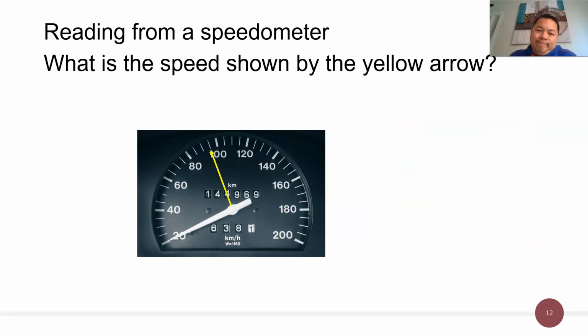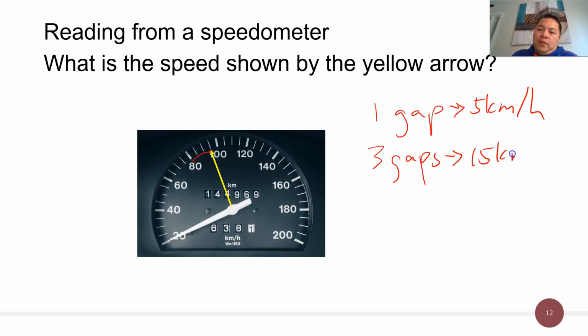What about next one? Okay, since we know that one gap is actually 5 kilometers per hour, there are 3 gaps from here to here. So it's 15 kilometers per hour. So 80 plus 15 is 95 kilometers per hour.